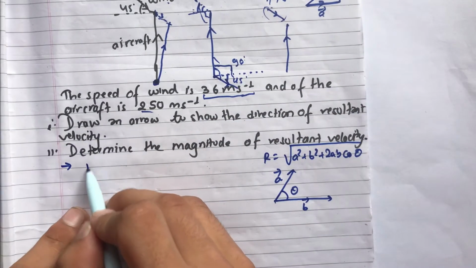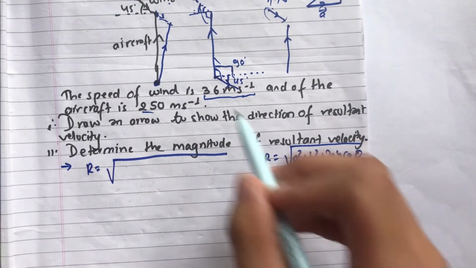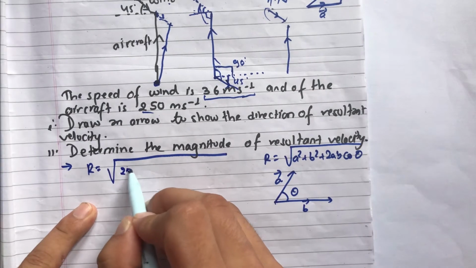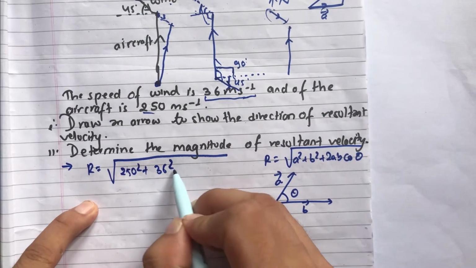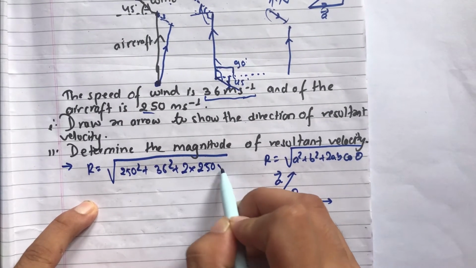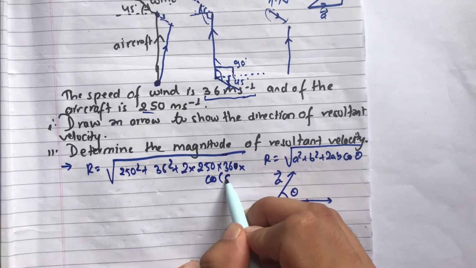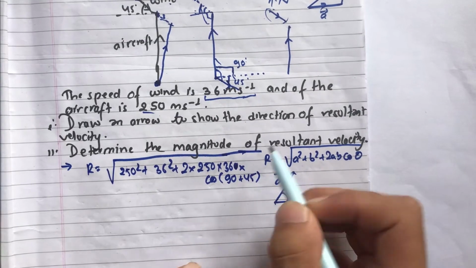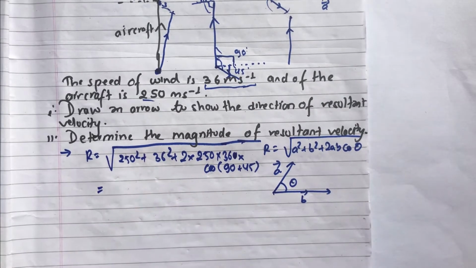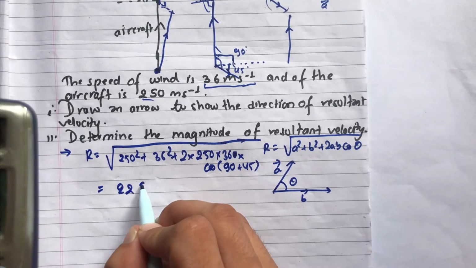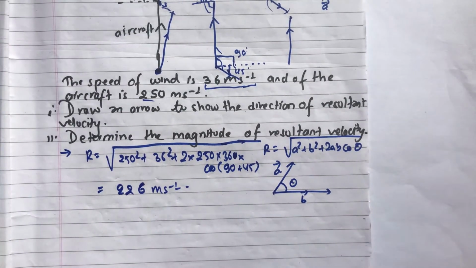So R equals, A squared is the magnitude of the first vector, which is 250, and B squared is the magnitude of the second vector, which is 36, plus 2 times A, which is 250, times B, which is 36, times cos of 90 plus 45, because this whole angle here is 90 plus 45 degrees. Now if I use my calculator, I'll get the answer 226 meters per second. So this is the resultant velocity.